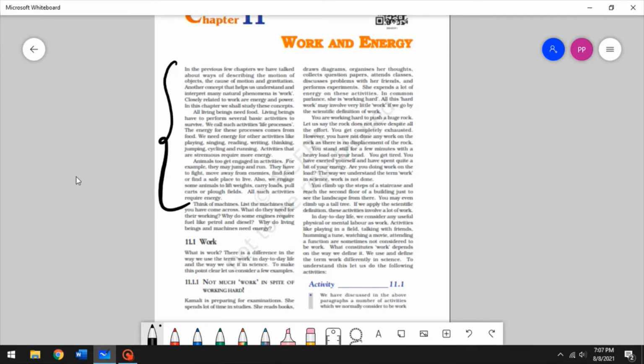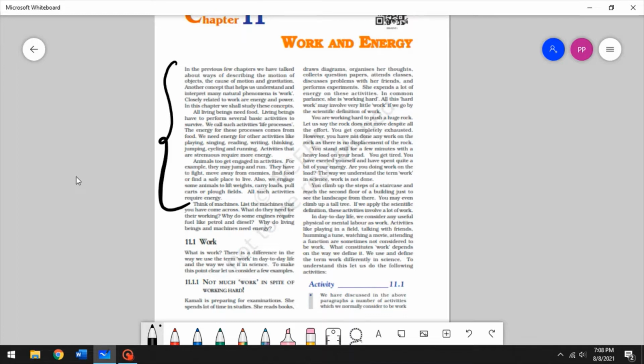So we start with a question: what is work? When you're talking to your friends, you say, I worked a lot yesterday, I finished chapters 9 and 10 in NCERT Science, I got so much done, I was very productive and all of that. But is it really considered work? That is what we are going to learn now.